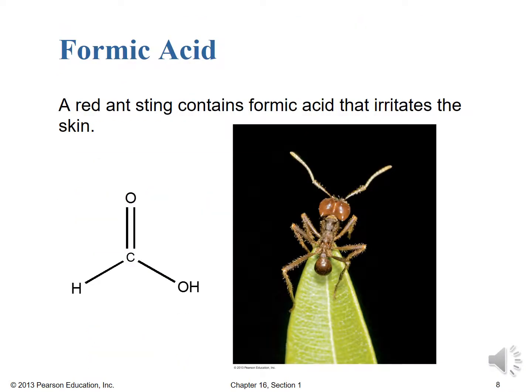Looking at some properties of these common names for acids, formic acid, as I mentioned earlier, formis meaning ant in Latin, so formic acid, a red ant sting, contains formic acid that irritates the skin. Again, if it's just one red ant that stings you, hopefully it's not too irritating, but if you should get stung by a group of them, it is quite irritating and quite unpleasant, and hopefully it's nothing anyone listening out there ever experiences.